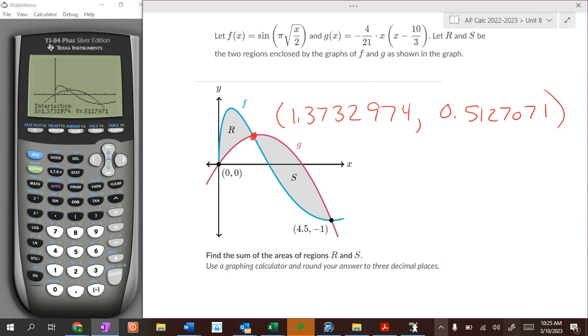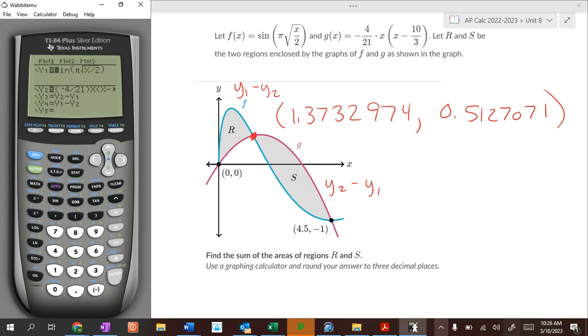Okay? So now blue is the top, red is the bottom. So your first, this is y1 minus y2. Over here, this is y2 minus y1, because it's the red curve. What I have in y1 and y2, this is that sine one, and the other one is the negative 4/21 one. So what I'm going to do is turn this off, turn this off, and then my first part will be y1 minus y2.